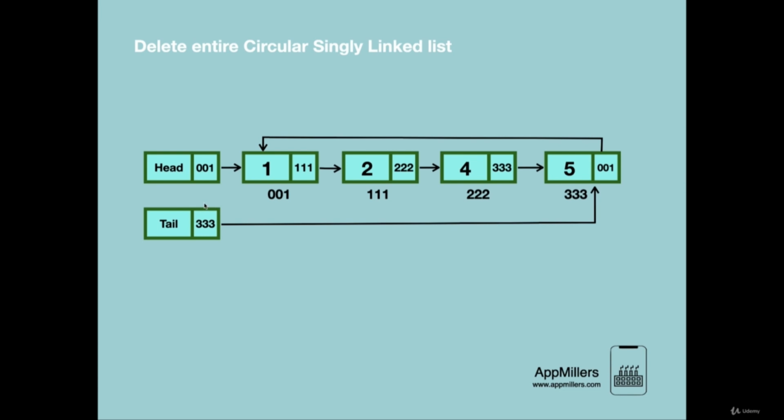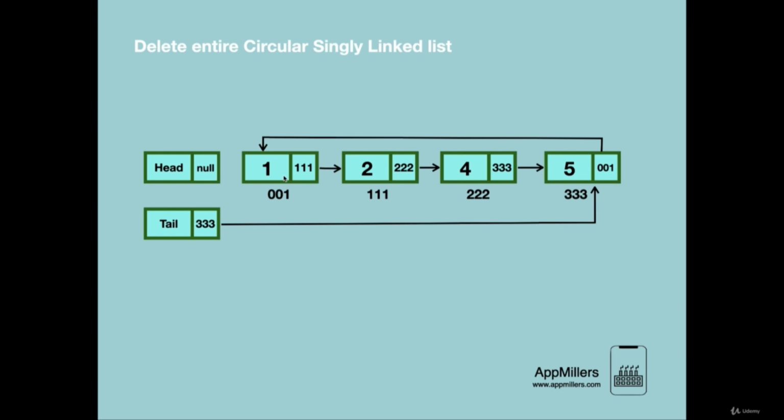The second reference is the reference from tail to the last node, and we need to delete the reference from the last node to the first node. So by setting these references to none, we can delete the entire circular single linked list. Let's see how this works. If we set the head reference to null, it will delete the link between head and the first node.